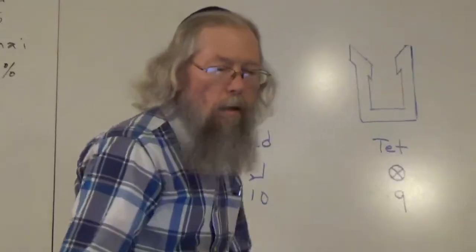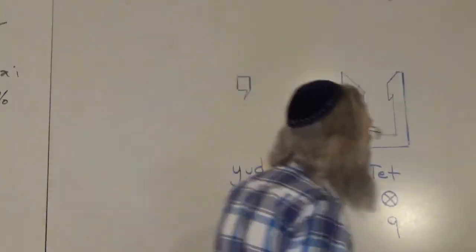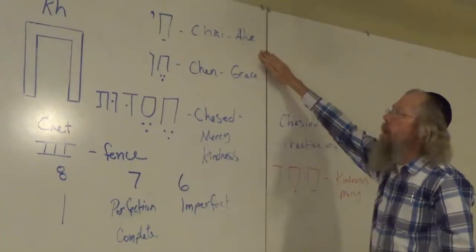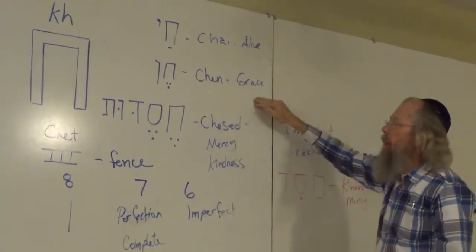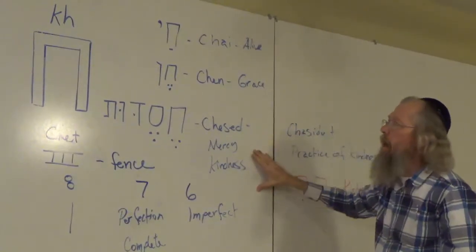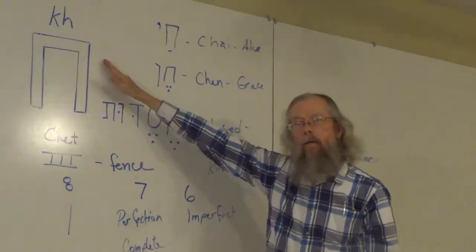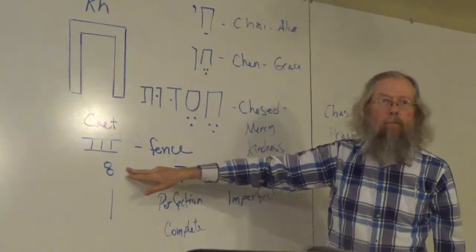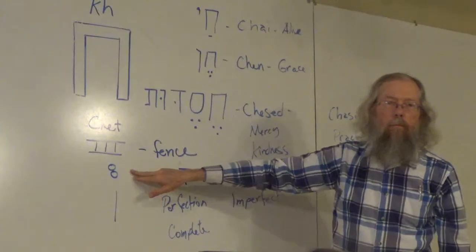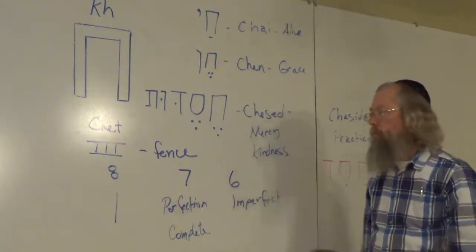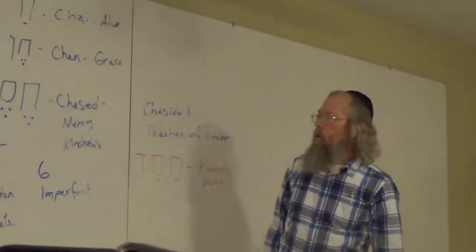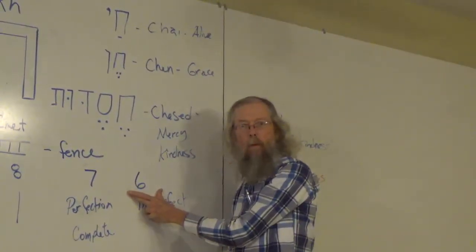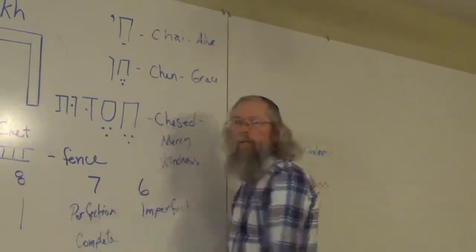So, having said all of that, we were going over Chai, Chen, Chesed. Chai, to be alive. Chet, grace. Chesed, mercy or kindness. All of these come from Chet. All of these have to do with the number 8. Why? Well, because we started here. We moved to here and we moved to here.